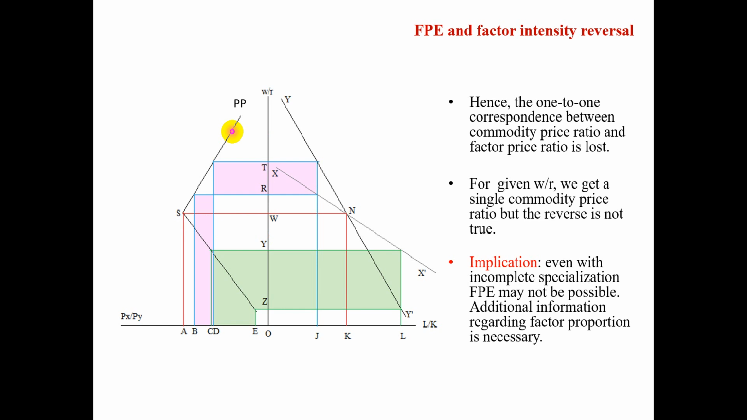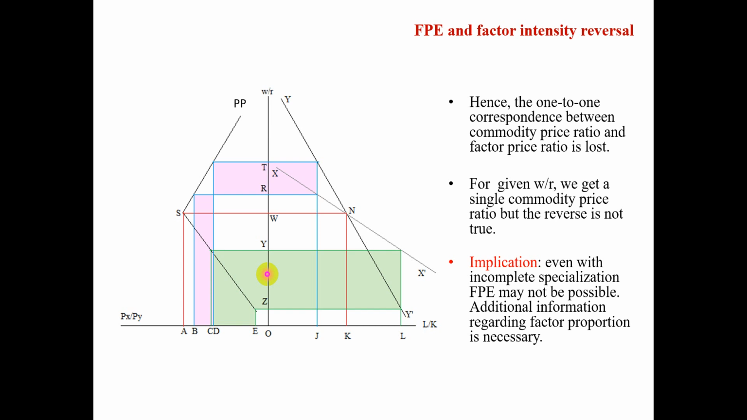But for the same, the reverse is not true. So if you consider a single commodity price ratio here, then you can get two wage rental ratios. So the one-to-one correspondence is lost. So what's the implication of this? The implication is, even with incomplete specialization, the factor price equalization may not be possible. So additional information regarding factor proportion is necessary.